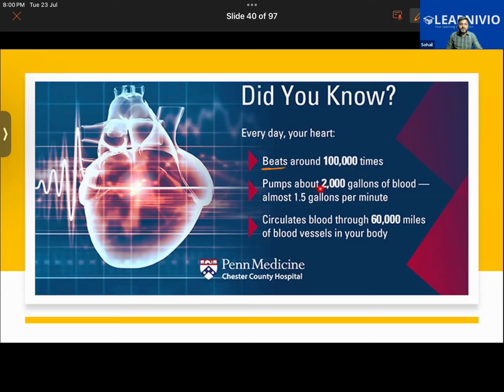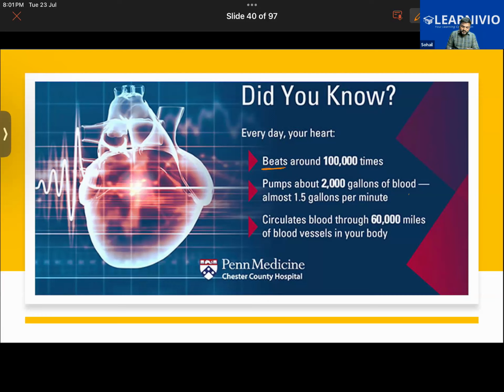Furthermore, your heart would be pumping about 2,000 gallons of blood, okay? Almost 1.5 gallons of blood per minute. Gallon is a unit of volume. Keep that in mind. And 1 gallon would be somewhere around 4.5 liters. So 1 gallon would be about 4.5 liters of blood. So just imagine the amount of liters it would be pumping in one day. By the way, 1 gallon equals 4.5 liters is taken in countries like the United States of America or Britain. By the way, in India, it would be around 3.78 liters, I think.